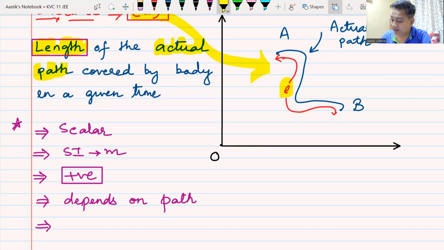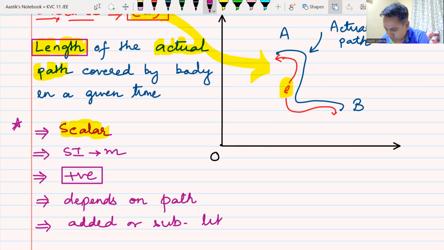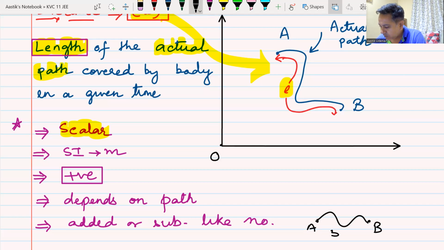Now, it is a scalar, so it is basically a number. So it can be added or subtracted like numbers. We don't need anything special to add or subtract it. For example, if I go from A to B and I travel a distance of 5 meters, then I go from B to C and I travel a distance of 6 meters, which is the length of the path that I have followed. What is the total distance I have traveled?